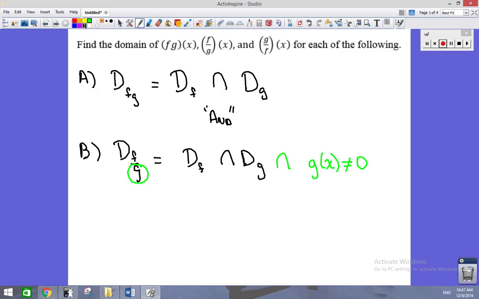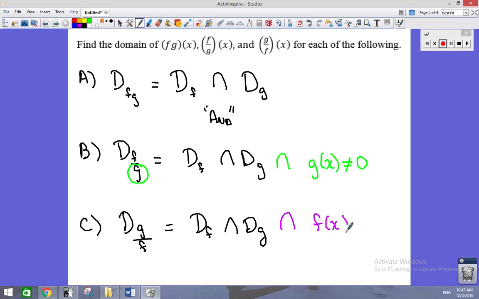And then the last thing we're going to do is find the domain of a new function where we take the old functions and divide them, g over f. Again I have the domain of f intersected with the domain of g, and then I'm concerned about any values that would give me 0 in the denominator, and I need to exclude those values. And this time my function in the denominator is f. So this is how we're going to approach each one of these problems.